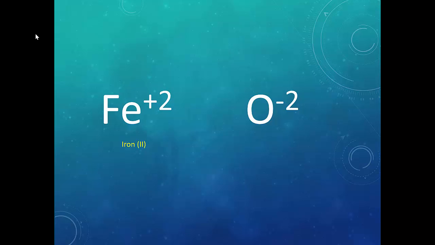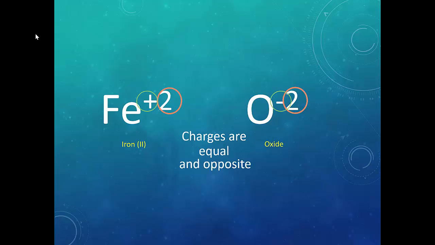Here's another example. This is iron 2, and it has a charge of positive 2. This is oxygen, which forms an oxide ion with a charge of negative 2. And again, you'll notice that the charges are both equal. They're both 2, and they are opposite, a positive and a negative. When that's the case, you can simply drop the charges and plop the elements together. In this case, it forms iron oxide, and there's the formula. Let's look at why that works.